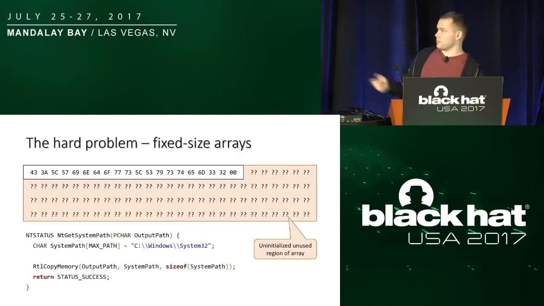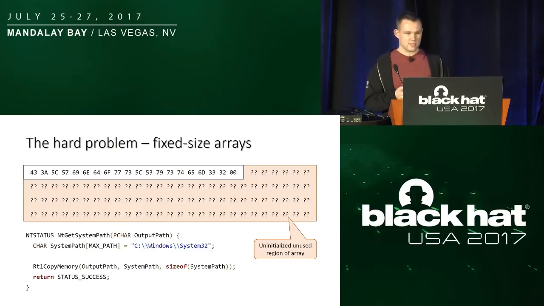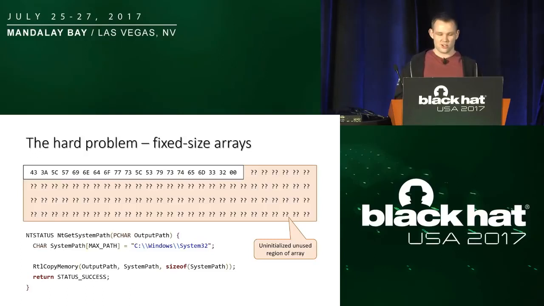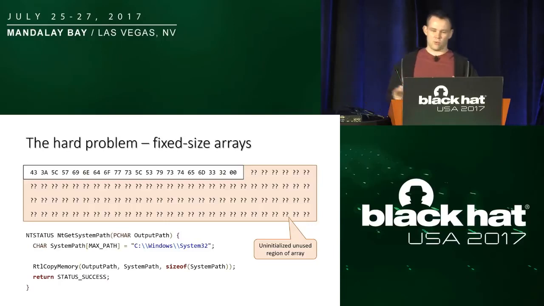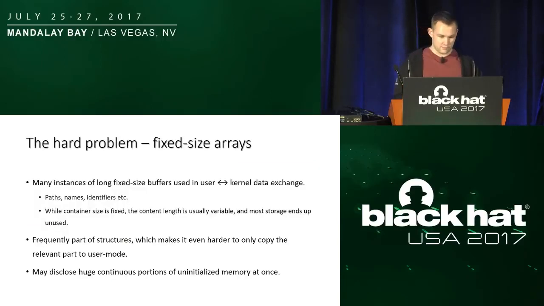Then we have another problem related to fixed size arrays. Here we have an example of a system call which returns the path to the system on the file system. And as you can see, we have this huge array which is allocated on the stack, but it's only partially initialized with the relevant string that we want to return. But the kernel still returns the whole array with more than 200 uninitialized bytes inside.